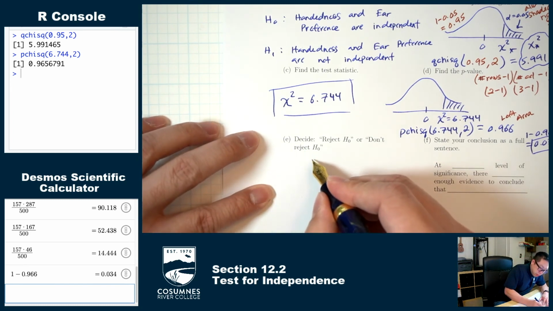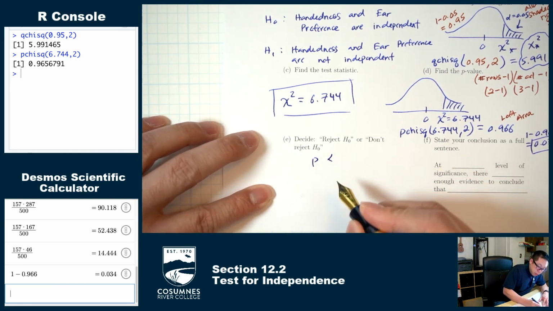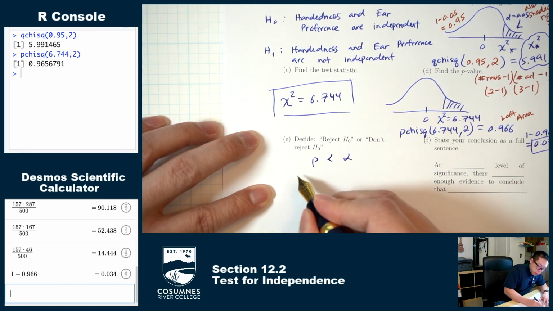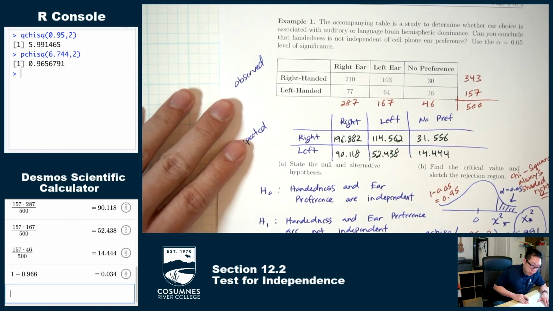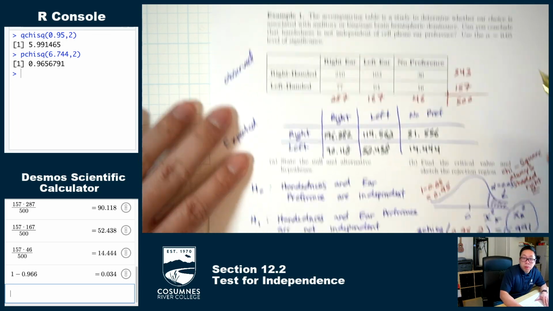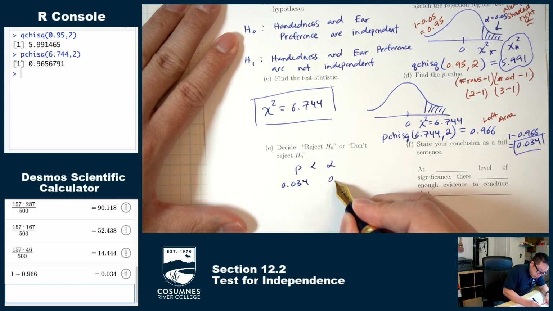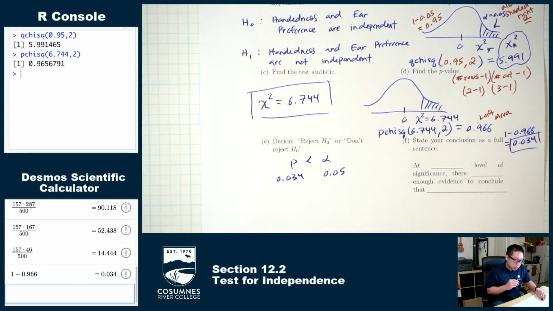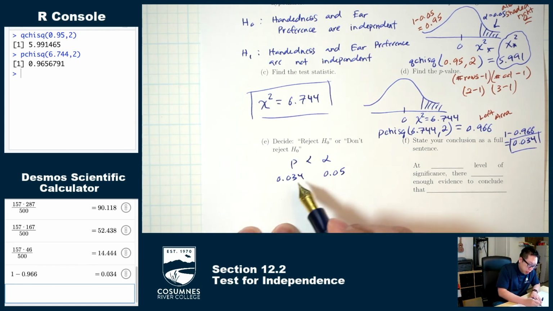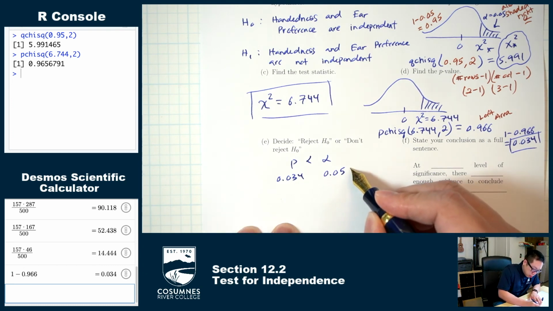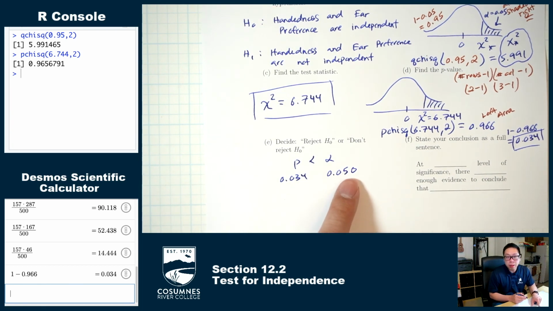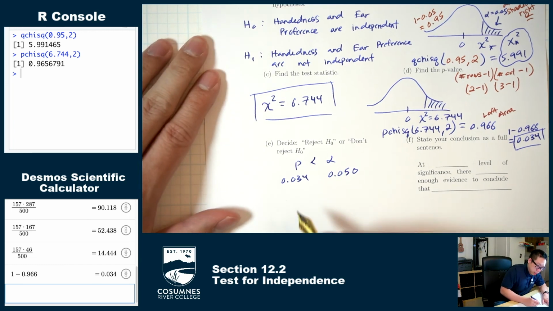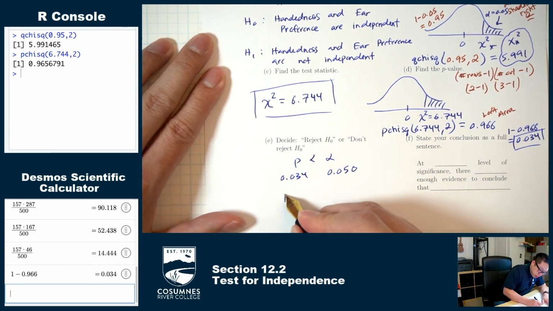Part E, reject or don't reject H0. Take your p-value and see if it's less than the alpha. Our p-value was 0.034. Our alpha was 0.05. Okay, and if you need to add zeros to make the number of decimal places match, the p-value has 3 decimal places. Let me add a 0 to the alpha. This is really 34 versus 50. Yes, it is less. So if it's less, then you reject.